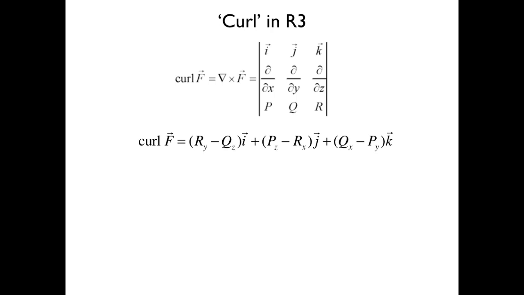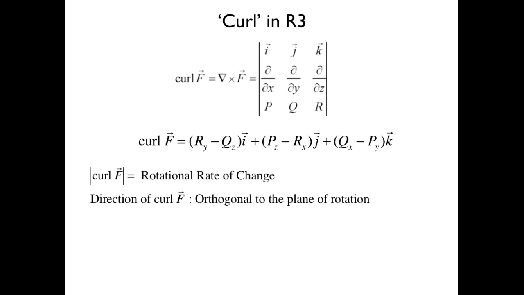That's how it's rotating. And then the magnitude, so the magnitude of the curl is the rate of change. So that's just a scalar, right? And then the direction is orthogonal to whatever the plane of rotation is. So the direction of the curl is the direction of that vector that you get.